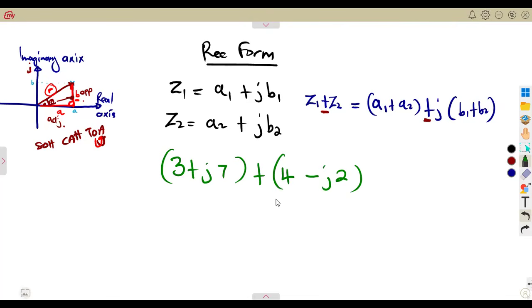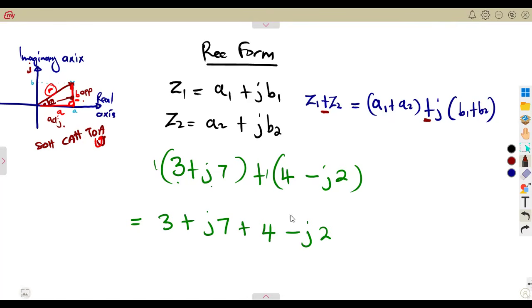It's addition. You can simply expand this. There's a 1 here, there's a 1. So you simply expand: 1 times 3 is 3, 1 times J7 is J7, 1 times 4 is 4, and 1 times minus J2 is minus J2.